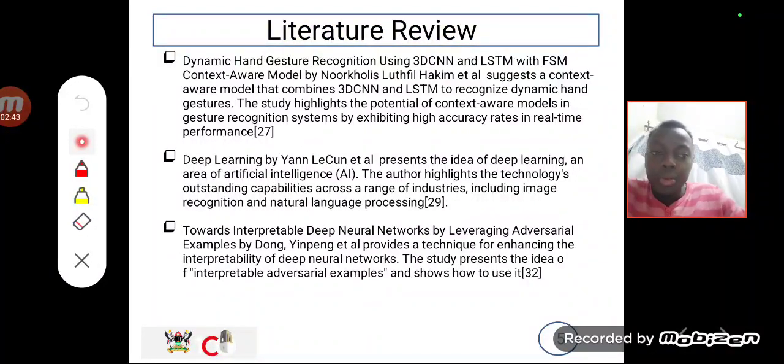For the literature review, or the related works, we reviewed some papers concerning interpretable AI, context awareness, and gesture recognition. One of the papers was written by Mr. Lutfil Hakim. It was about gesture recognition, and it highlights the potential of context-aware models in gesture recognition systems because it combined two techniques, the 3D convolutional neural networks and the LSTM. Therefore, it gave high accuracy rates in real-time performance.